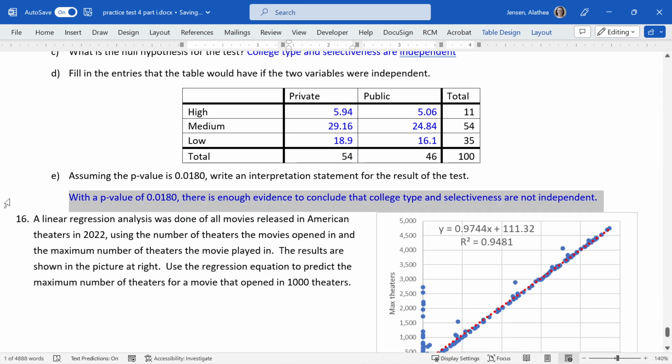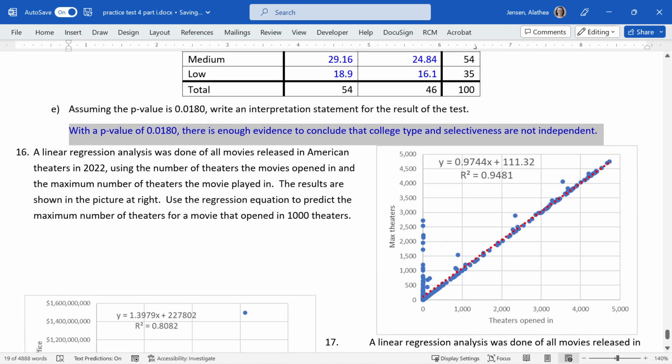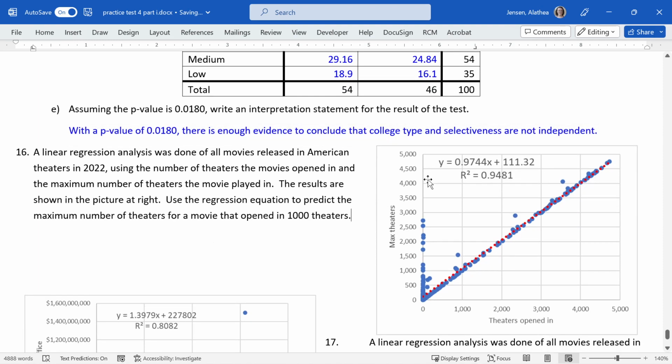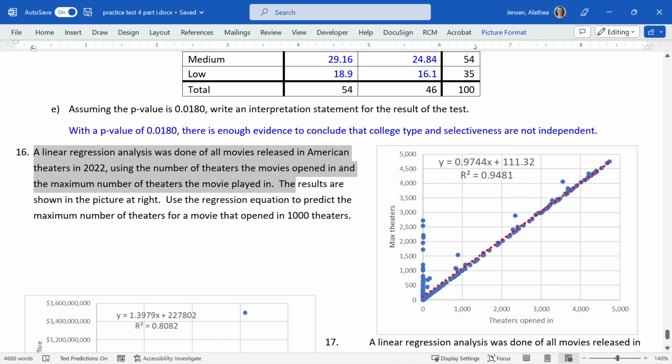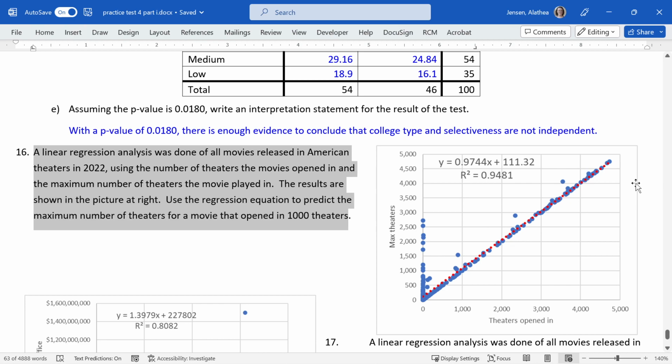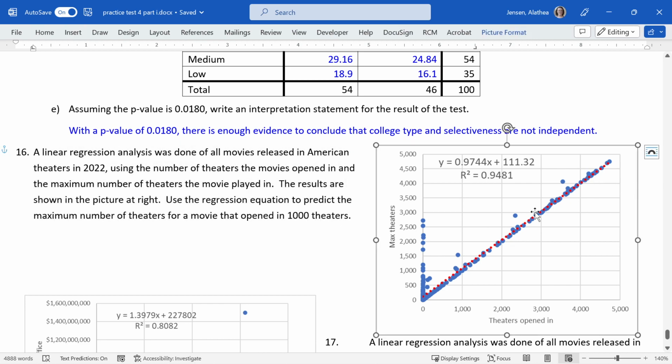All right. So the last two questions here are about linear regression. So obviously you can't make the chart yourself, but you can look at the equation and you can use the equation to make a prediction with just a calculator. So number 16, a linear regression analysis was done of all movies released in American theaters in 2022, using the number of theaters the movie opened in and the maximum number of theaters the movie played in. So there's a really strong correlation, as you guys can see.